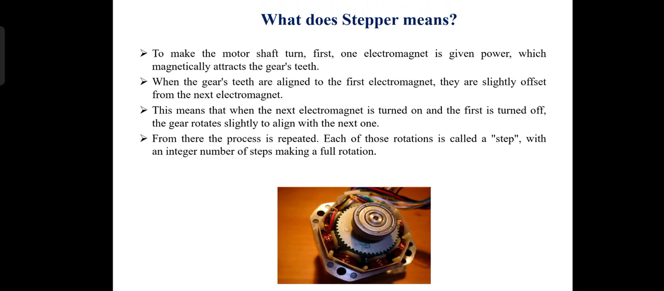When the gear teeth are aligned to the first electromagnet, they are slightly offset from the next electromagnet. This means that when the next electromagnet is turned on and the first is turned off, the gear rotates slightly to align with the next one. From there, the process is repeated. Each rotation is called a step, with an integral number of steps making the full rotation.